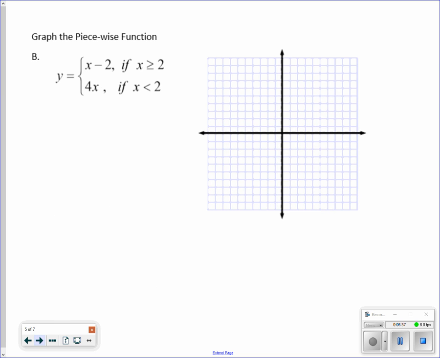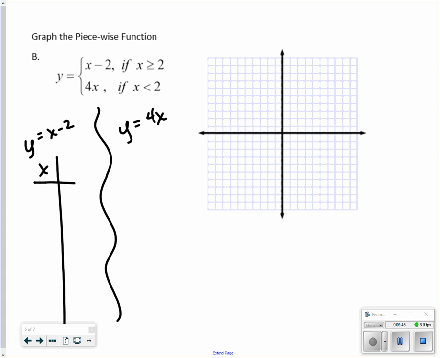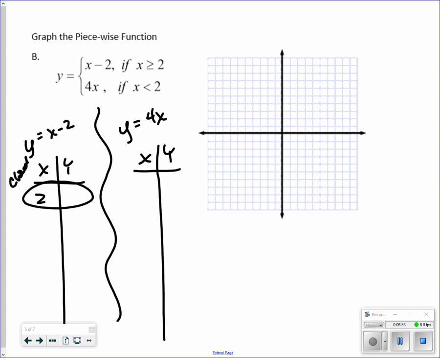Let's try another one of those. So I have two separate equations, and I have two different domains. The first one starts at 2, and it's closed. And I'm going greater. So 2, 3, 4. The second one, again, starts at 2, but this time it's open, and it's going less.